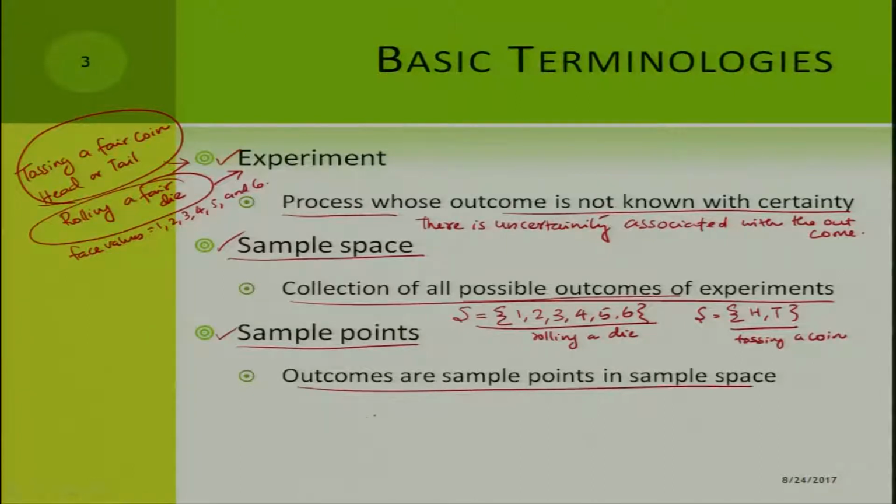So, you are rolling a fair die and you get the face value 1. This is a sample point, and this is another sample point. When you say S equals 1, 2, 3, 4, 5 and 6 for rolling a fair die, then 1, 2, 3, 4, 5 and 6 are the sample points. I hope you guys understand that.